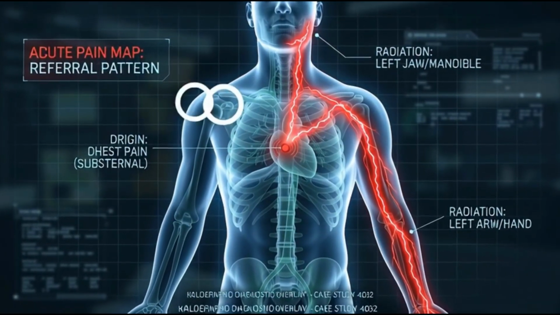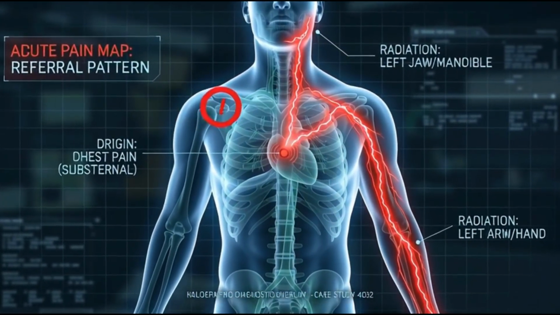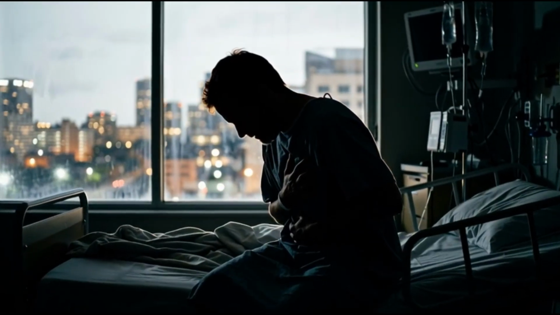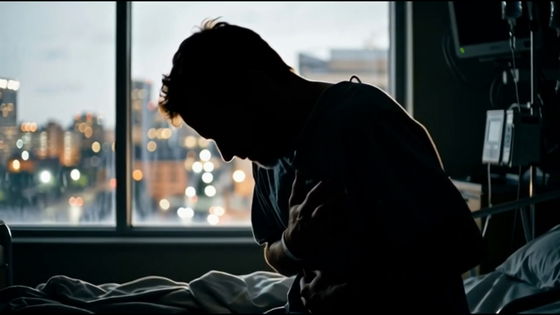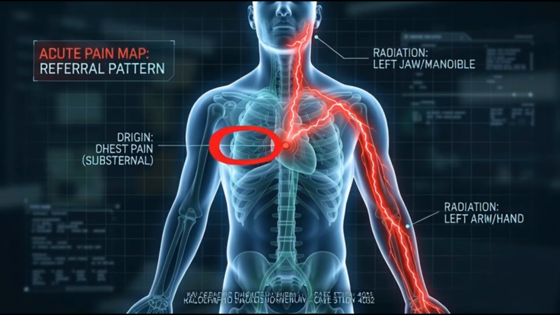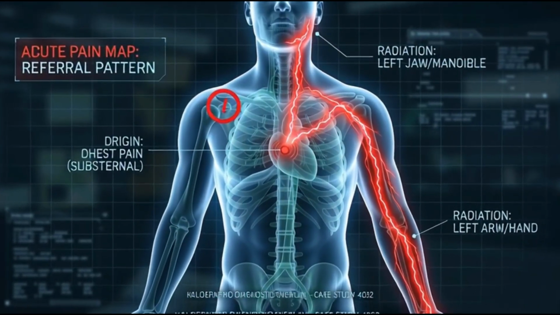This is the classic symptom of myocardial infarction. Patients may also experience shortness of breath, sweating, nausea, and anxiety. Chest pain that spreads to the arm, jaw, or shoulder is an important warning sign of a heart attack.